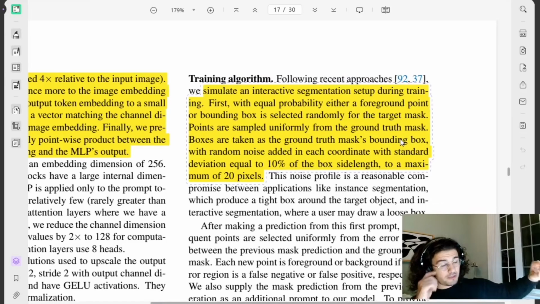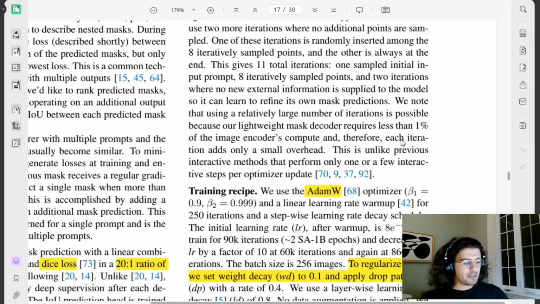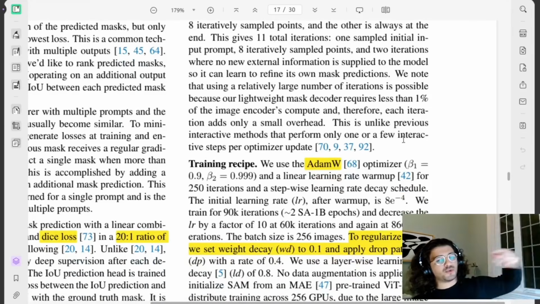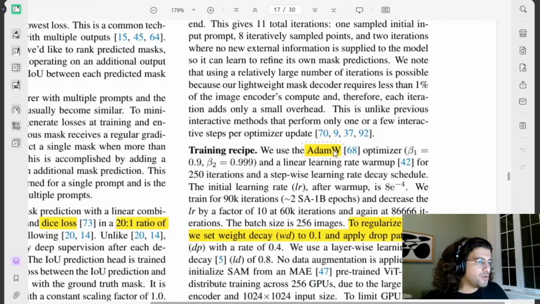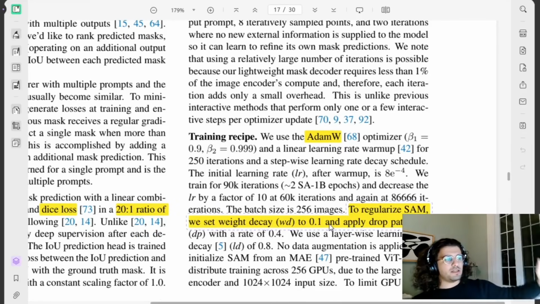So the training algorithm is very crucial and central. It's a central piece of the whole thing because this is how they mimicked the generative pre-trained kind of setup. It's doing the same thing as when an annotator does interactive segmentation. There's a bunch more detail about it, but that's the gist of it. And then the actual training recipe: they use AdamW, they regularize SAM with weight decay of 0.1, and then they apply drop path. So there's nothing too crazy in the actual training of it. They use GELU in most of the network also.